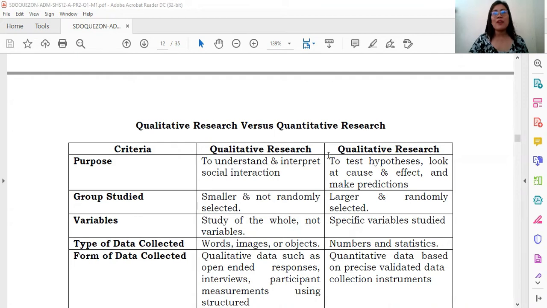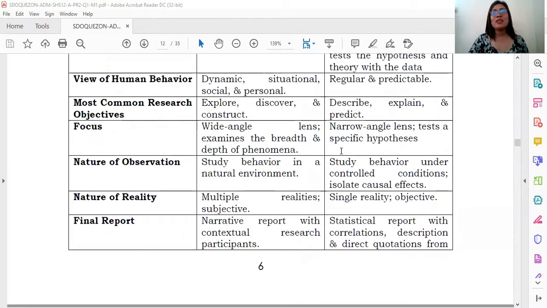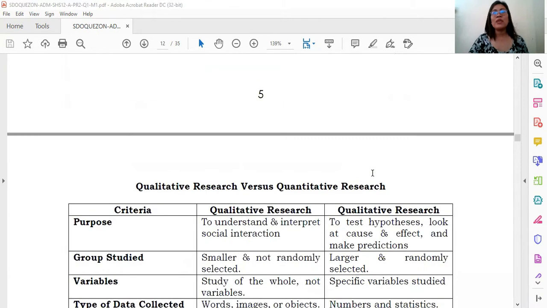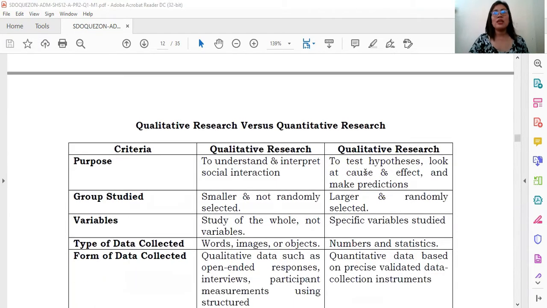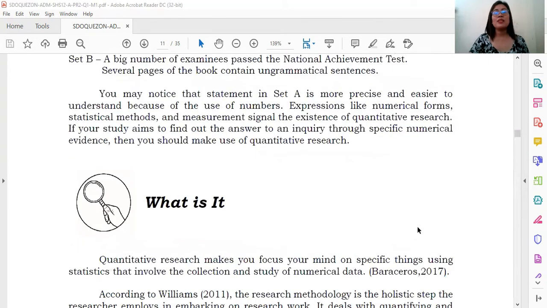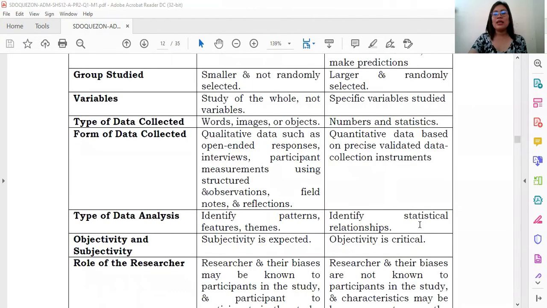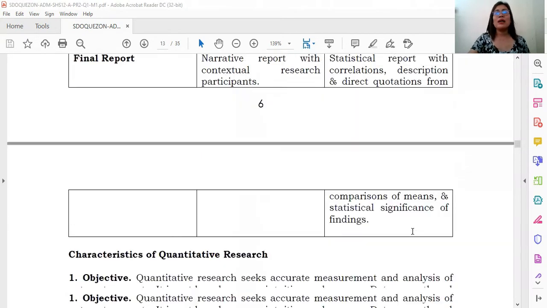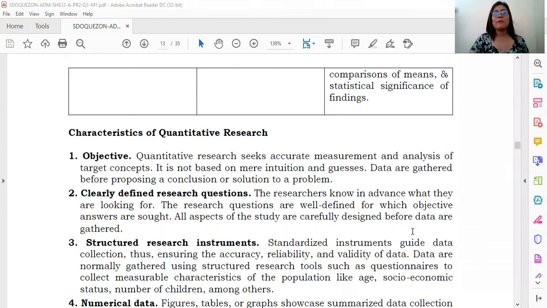There is a typographical error in the third column on page 6 of your module. This should be quantitative research, and it discusses the characteristics and the purpose of quantitative research. Quantitative research tests hypotheses, looks at cause and effect, and makes predictions, and so on. So please read the contents of this part.